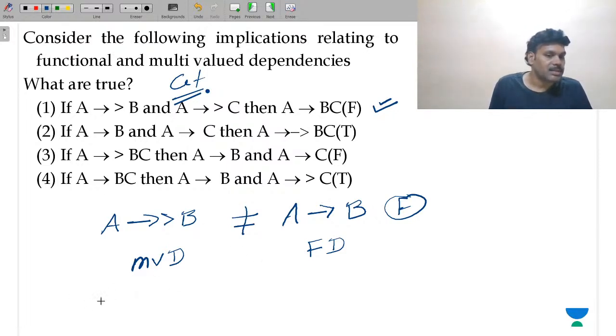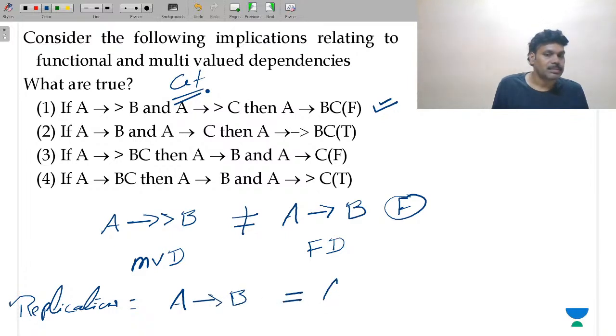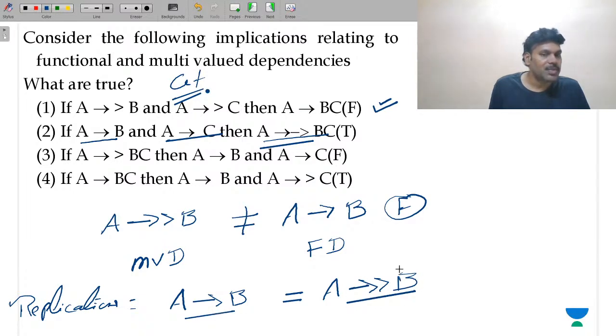Next I said, what is that? Replication rule. Please understand, friends. What is the replication rule? Every FD is MVD. Therefore, A implies B and A implies C, nothing but A implies BC. I can write it like MVD because every FD is an MVD. Therefore, it is true.